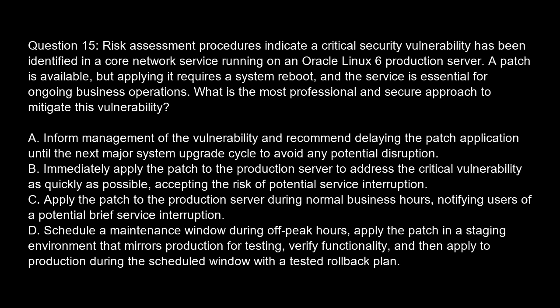Option C. Apply the patch to the production server during normal business hours, notifying users of a potential brief service interruption. Option D. Schedule a maintenance window during off-peak hours. Apply the patch in a staging environment that mirrors production for testing, verify functionality, and then apply to production during the scheduled window with a tested rollback plan.